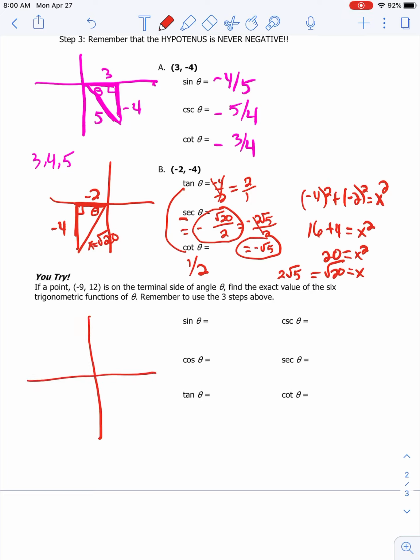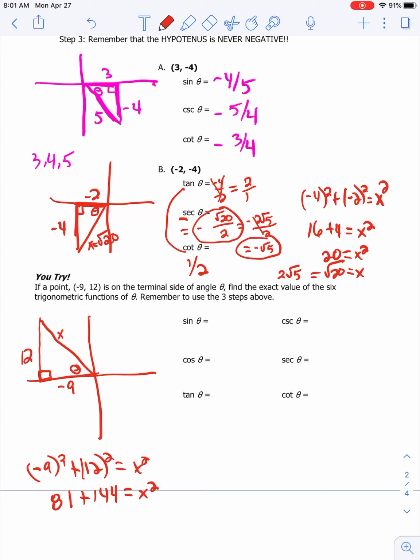So we have to draw our triangle first. So -9, so I have to go -9 this direction. It's a +12, so I'm going to go up 12. I have to have my triangle touching the x-axis, and my theta always touches the origin, or where your triangle hits the origin. So now we need to do Pythagorean theorem. -9 squared plus 12 squared equals x squared. So you get 81 plus 144 equals x squared. So I get 225 equals x squared. So x takes square roots. I get 15. It's positive because our hypotenuse is always positive.